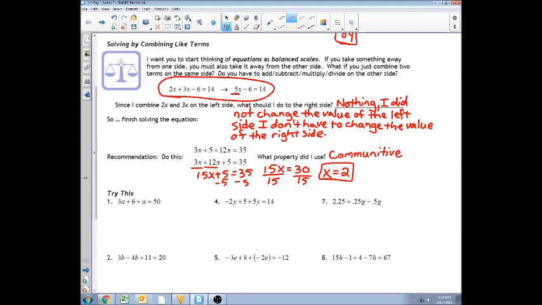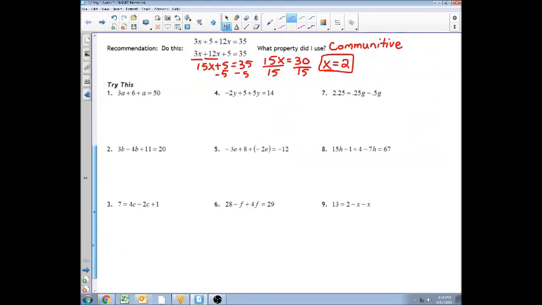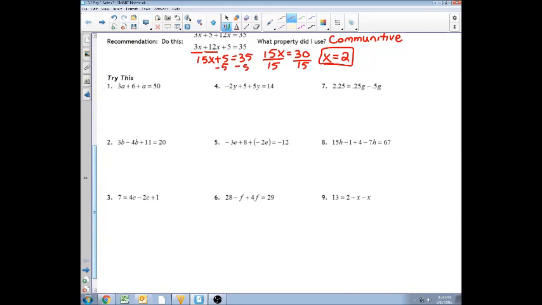Okay? Why don't you go ahead and try... Well, actually, don't try anything yet. Let's go through 1, 2, and 3 together. Then I'll have you try 4 through 9 on your own. All right? So we need to rewrite our problem just like we did on that last little example.